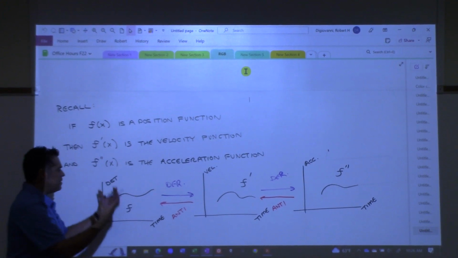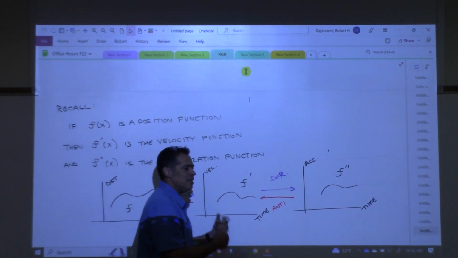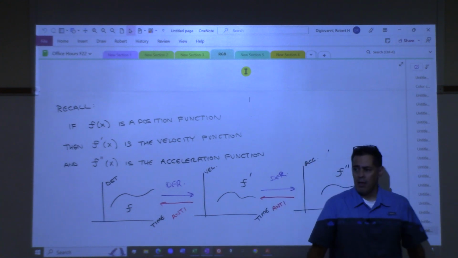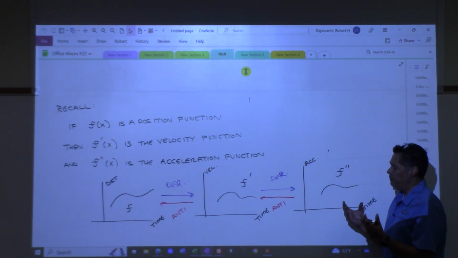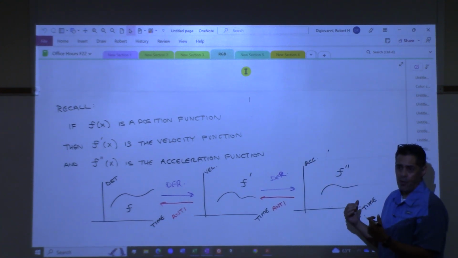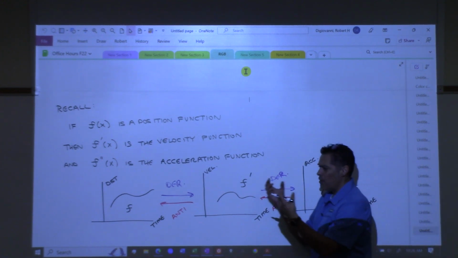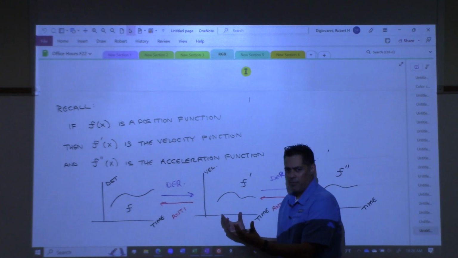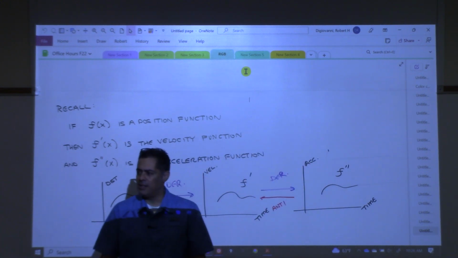I mean, if I start with the position, I can take the derivative, get velocity, take derivative, get acceleration. But if I start with acceleration, can I go backwards? Or do we have a problem? What do you think? When I do this first step of going back here, what's the problem? Am I going to get an exact answer?